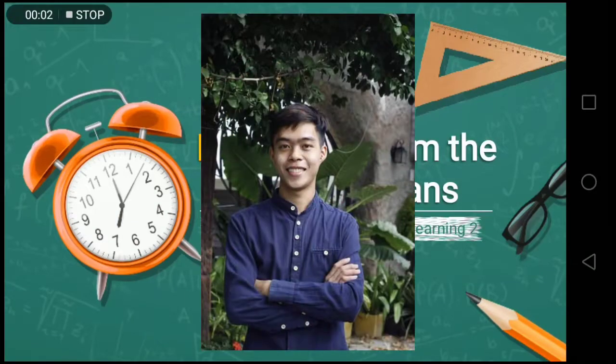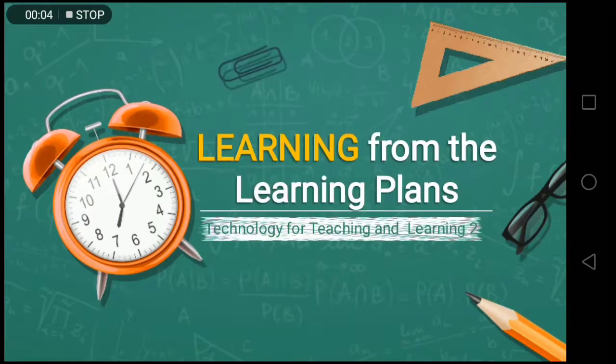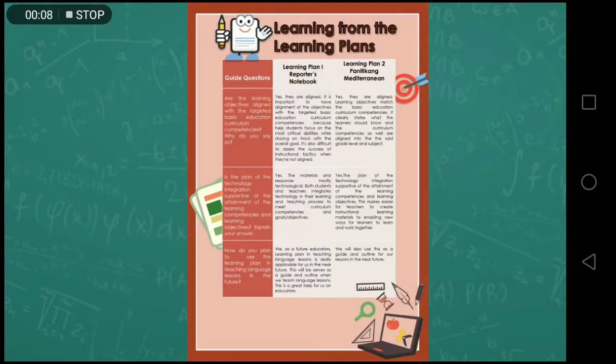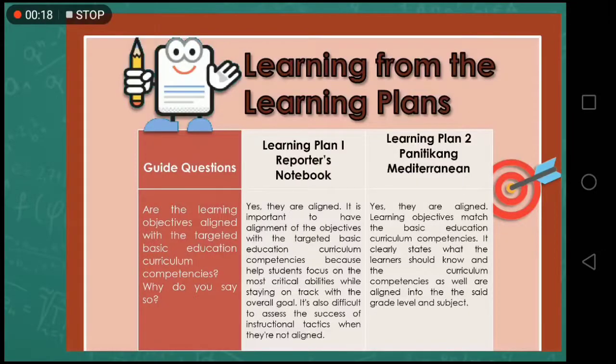Good day everyone. So let's continue to our report, which is the learning from the learning plans. Here we have the guide questions and the learning plan 1, which is the Reporter's Notebook, and the learning plan 2, the Panitikang Mediterranean. In the first question, are the learning objectives aligned with the targeted basic education curriculum competences? Why do you say so?